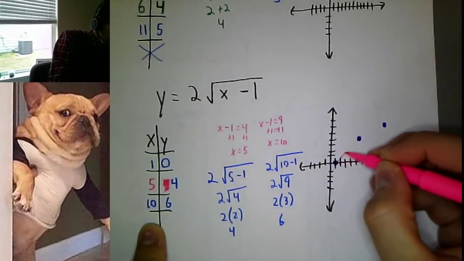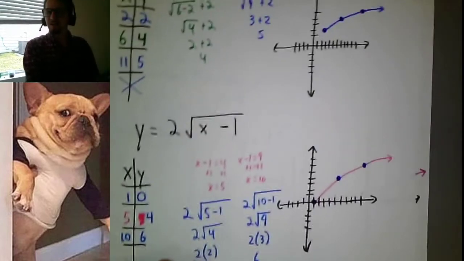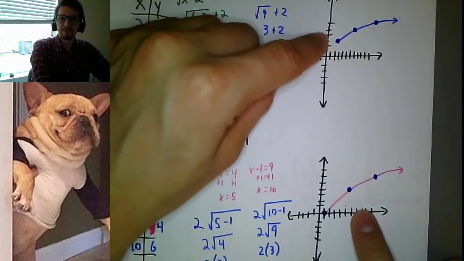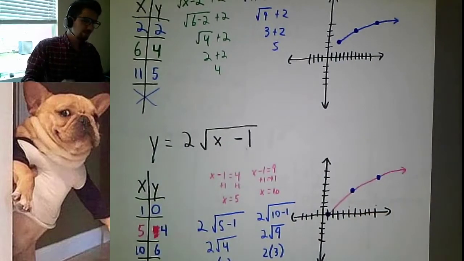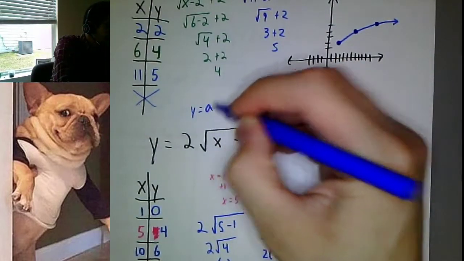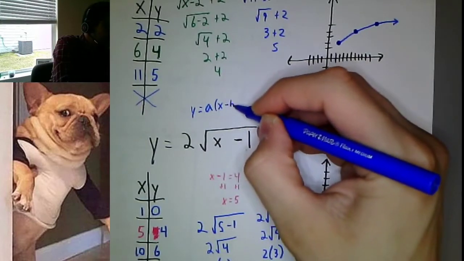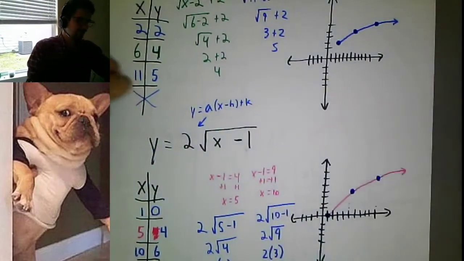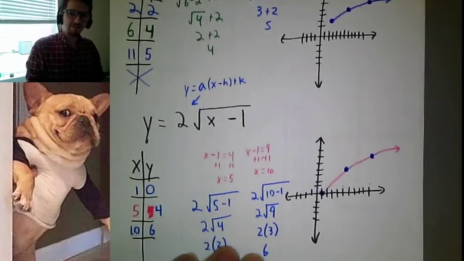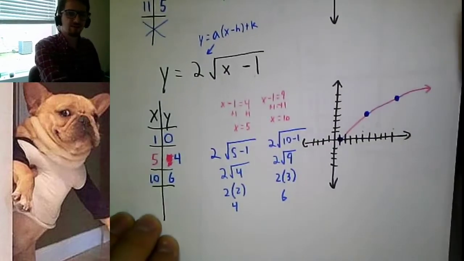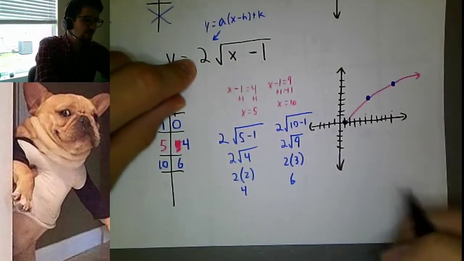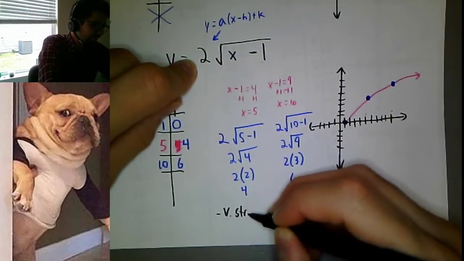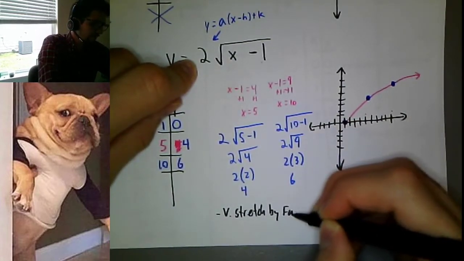When I trace this, what do you notice already about the difference in appearance? Do you notice how much taller this looks than that? That's because of this 2. Remember, our equation is y equals a times the quantity of x minus h, plus k. What is the a doing? It's a vertical stretch. So let's go backwards and fill in all of our transformations on these equations so far. This 2, because it is bigger than 1, is a vertical stretch by a factor of 2.